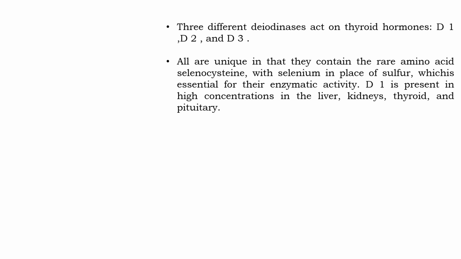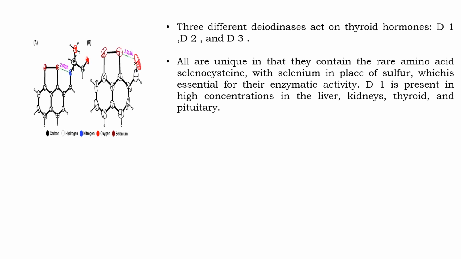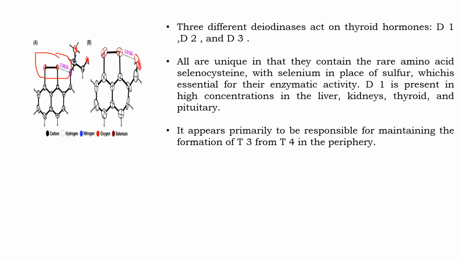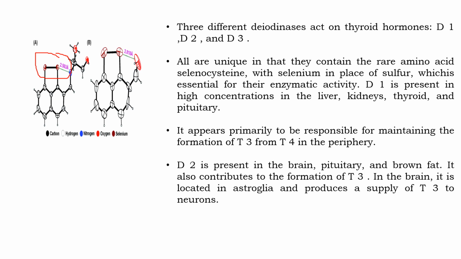All are unique in that they contain the rare amino acid selenocysteine, with selenium in place of sulfur, which is essential for their enzymatic activity. Now D1 is present in high concentration in the liver, kidneys, thyroid and pituitary. It appears primarily to be responsible for maintaining the formation of T3 from T4 in the periphery. D2 is present in the brain, pituitary and brown fat. It also contributes to the formation of T3. In the brain, it is located in the astroglia and produces a supply of T3 to the neurons.